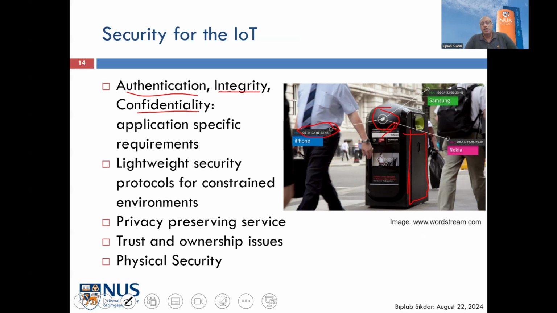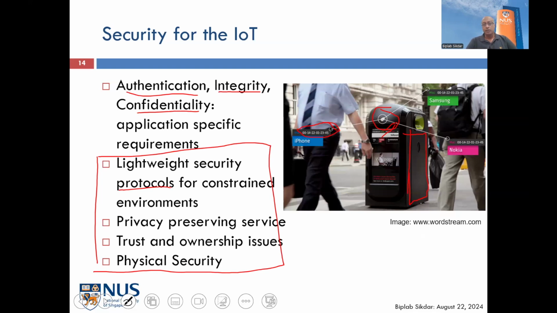So these are just the same as we would expect in a traditional computing device. But then there are some other issues that are very, very specific to IoT. So one of the things is that IoT devices are much more resource constrained. They just operate on a simple battery. They may not have a lot of memory, and they definitely don't have a very fancy processor like our laptops and our phones. So the security protocols that you develop for IoT need to be quite lightweight, right?